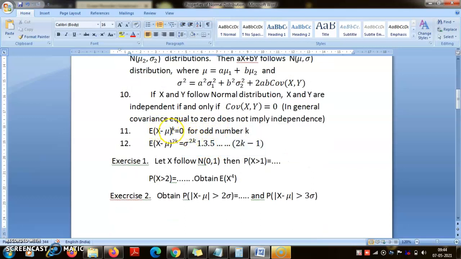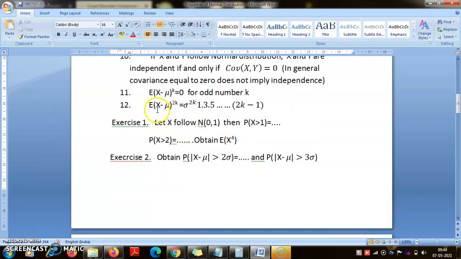So large deviations from the mean, the positive deviation and the negative deviation have the same probability, so they cancel out each other. And finally, if I take an even power, then of course it cannot cancel out, because there is no negative value. The result is sigma to the power twice k, or variance raised to the power k, times 1·3·5 up to (twice k minus 1). So I gave you an exercise: suppose, what will be the expectation of (x minus mu) raised to the power 4?